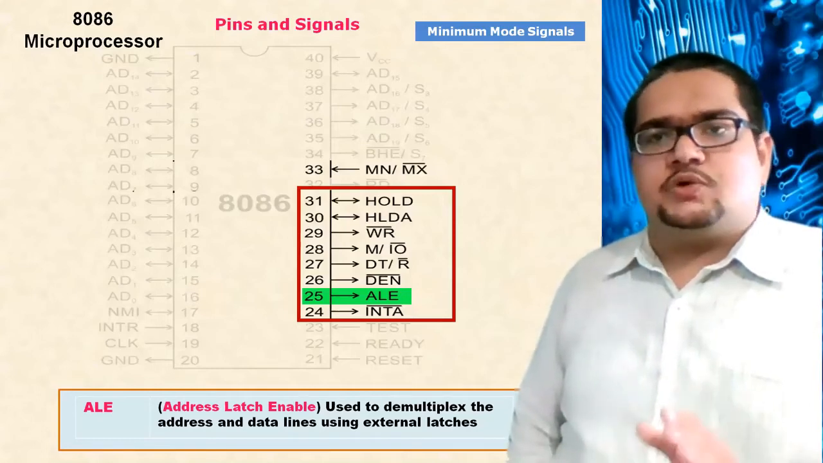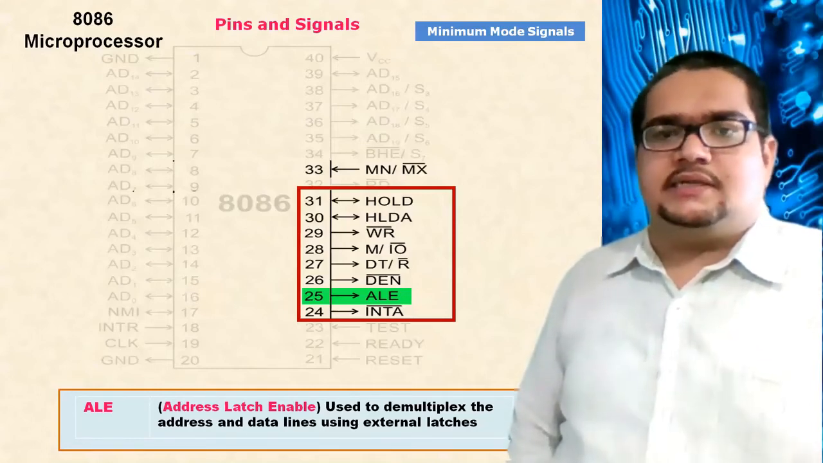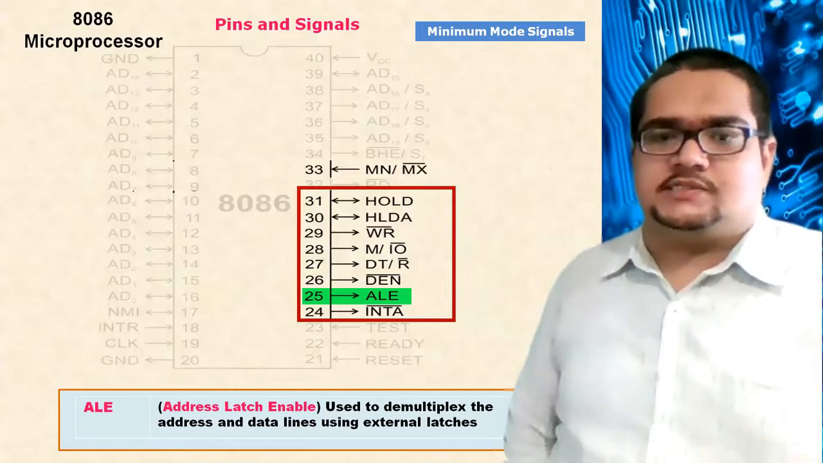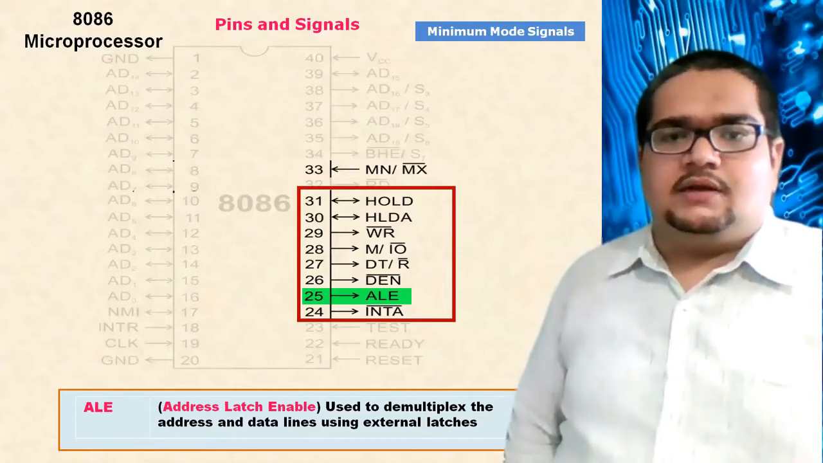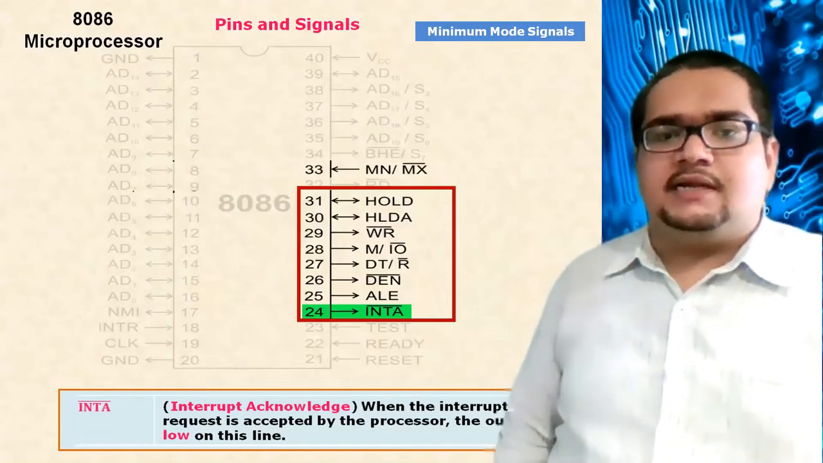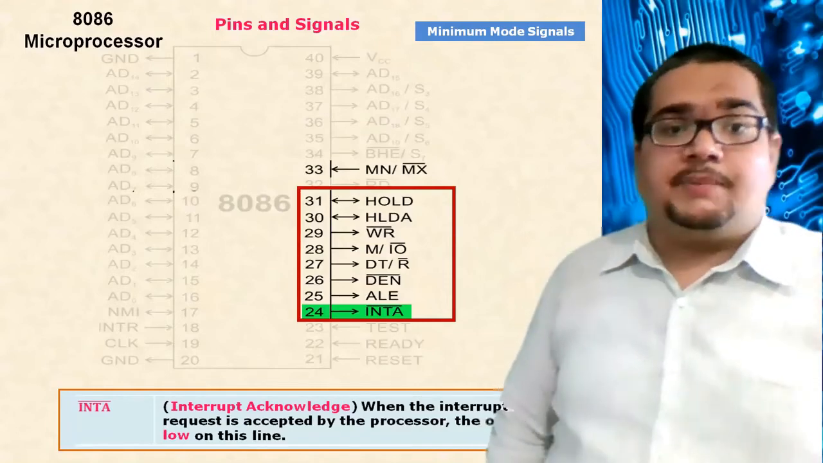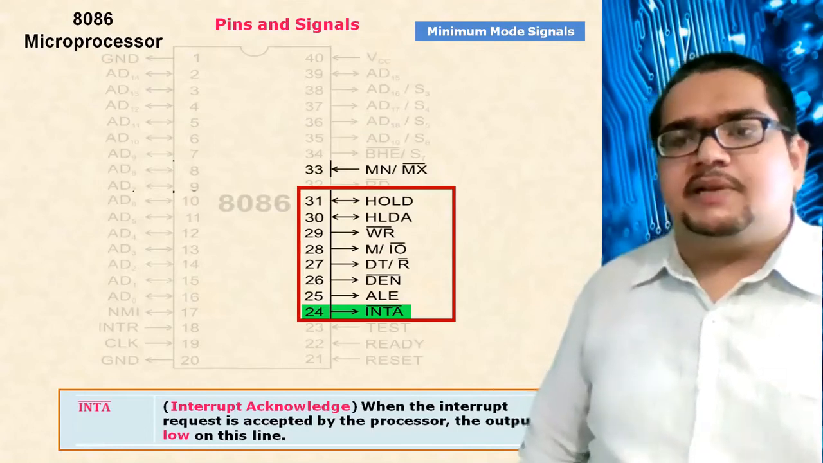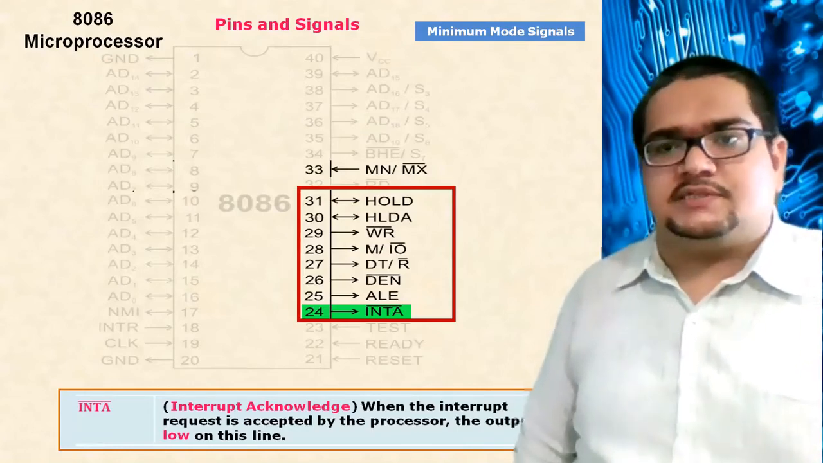It will be temporarily stored in the latches, and this ALE will be used for enabling those latches. Okay. Lastly, the INTA bar, let us see. INTA bar is an interrupt acknowledgement. Now earlier, pin number 18 we have discussed.